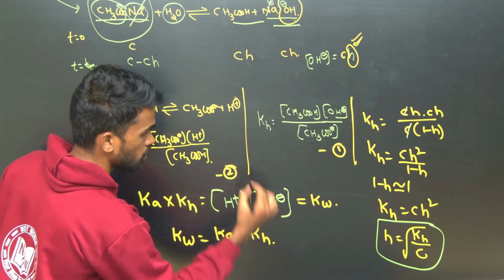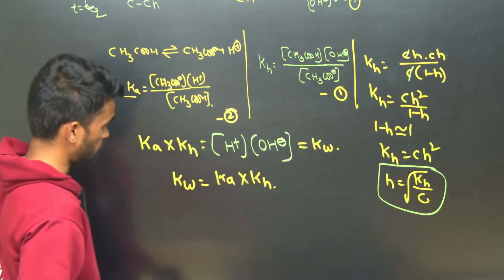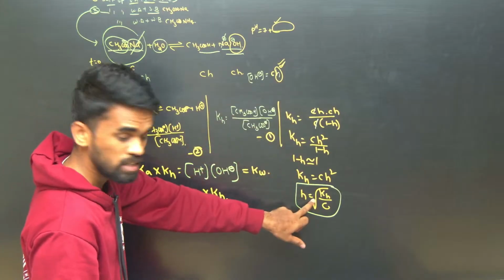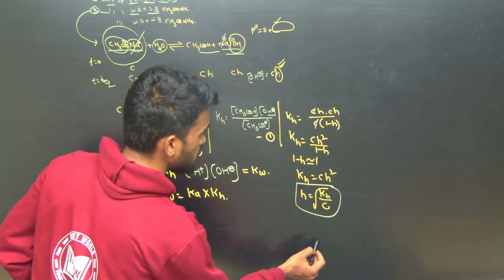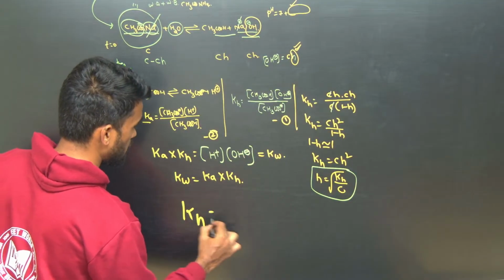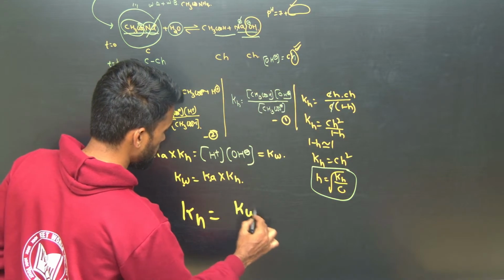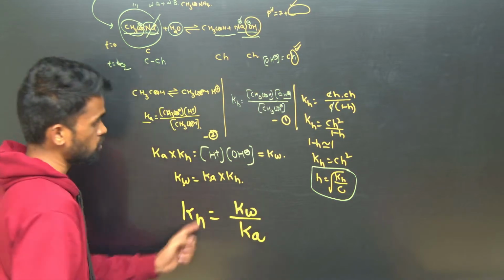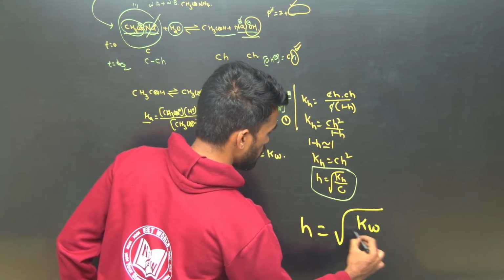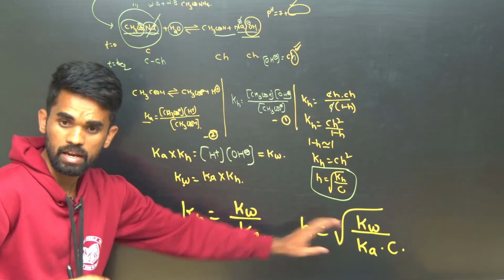So now Kw will be equal to Ka into Kh. Okay. So why am I taking this? Kh equals Kw by Ka. See here we got H. What are we struggling for? We are struggling for H. We got this H here also, and sometimes instead of Kh they will be giving Kw and Ka. So what will we have here? Kw by Ka. From that, you substitute here. H will be equal to root over Kw by Ka into C. Here I have kept this.